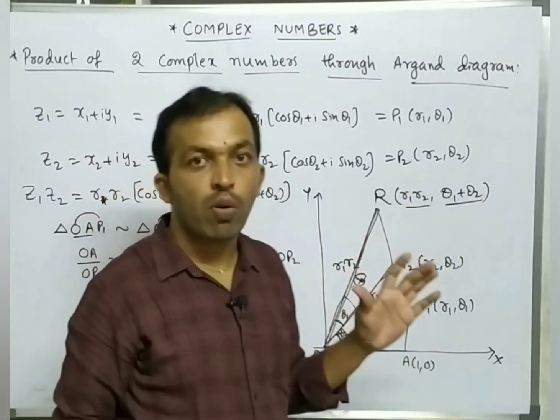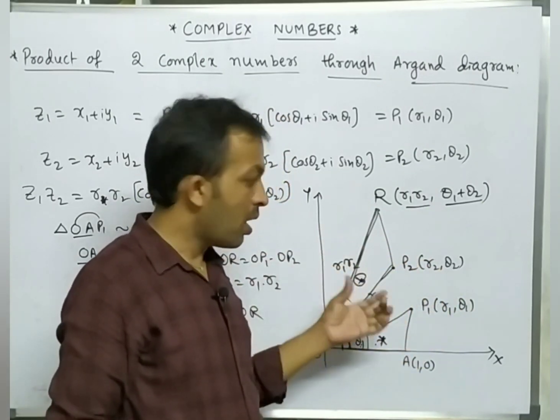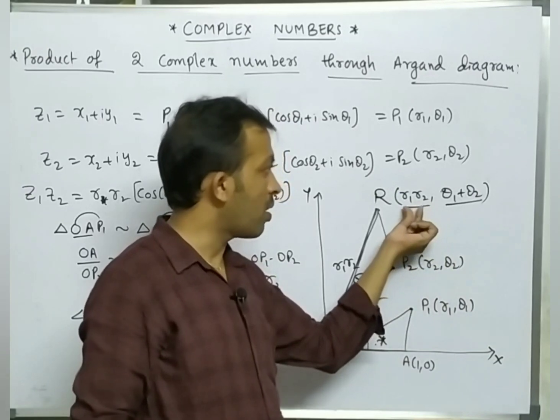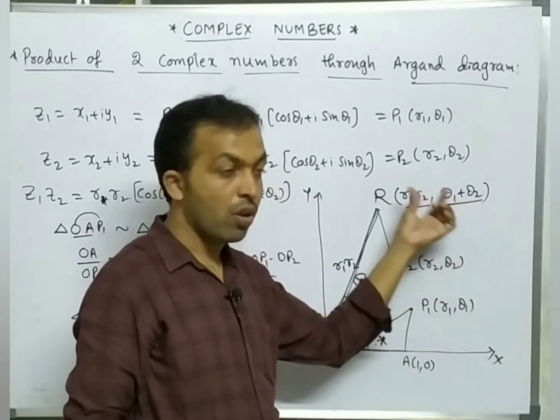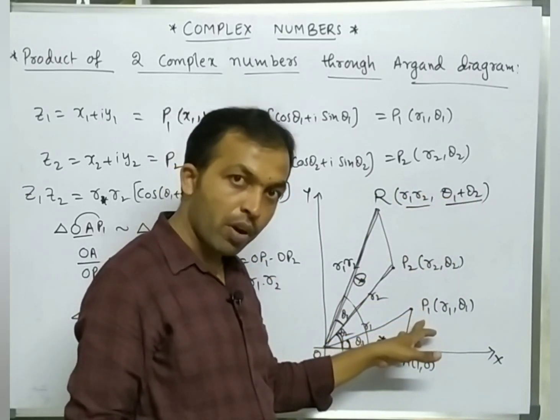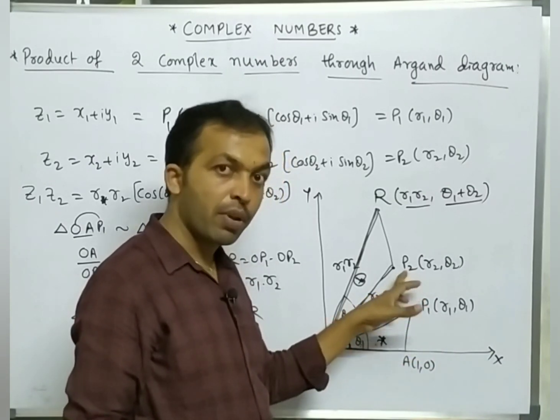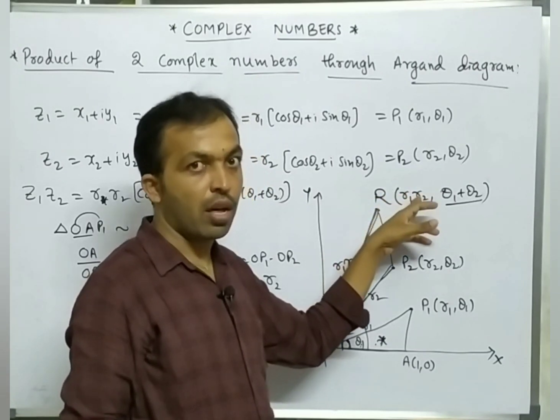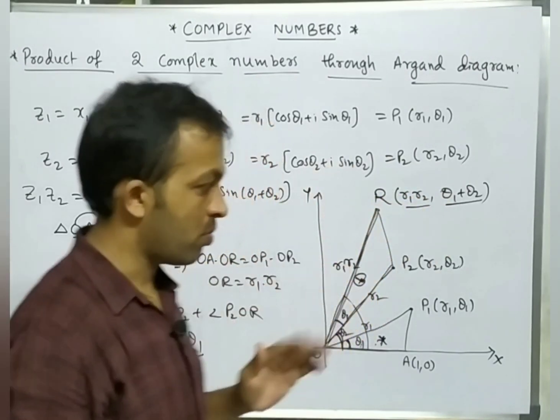In the polar coordinate system we can represent it in r comma theta form. That's why it is r1 r2 comma theta 1 plus theta 2. As P1 is a point and P2 is another point, meaning these two are complex numbers, their product is r1 r2 comma theta 1 plus theta 2.